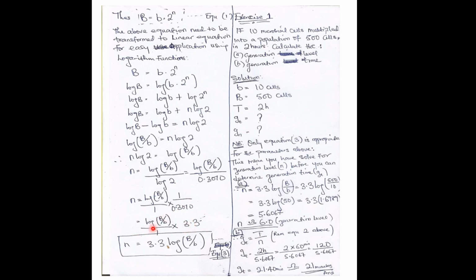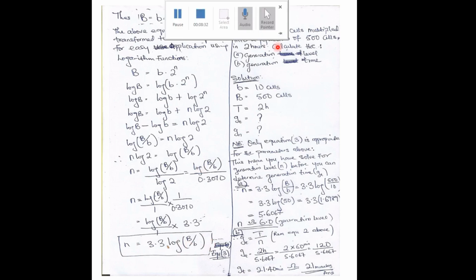So when you multiply the logarithm of big B over small b by 3.3, that simplifies the equation to n is equal to 3.3 times logarithm of big B over small b. That gives us equation 3. All we did in this logarithm function is to reduce equation 1 into equation 3 for easy calculation and manipulation of the figures. So having said that, let's quickly go to one simple example.